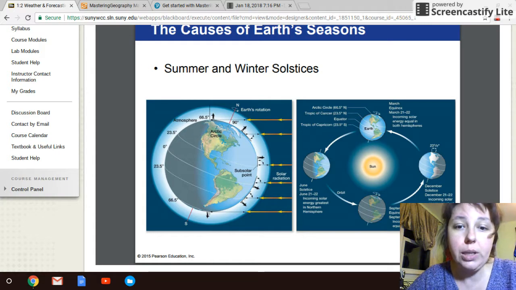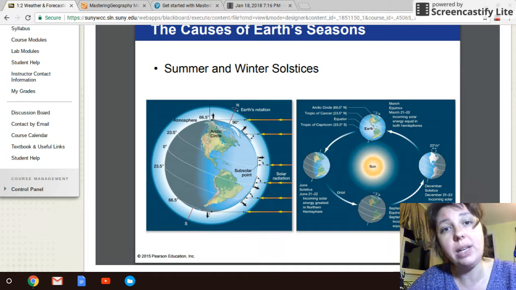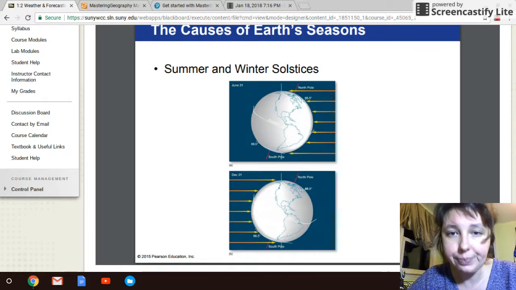So I won't go into it with too much detail, but obviously if you have questions or confusion on this sort of thing, please post them into the conversation, into the discussion modules. Just showing you winter, summer solstice, Earth's angle. This has to do with the angles of sunlight.